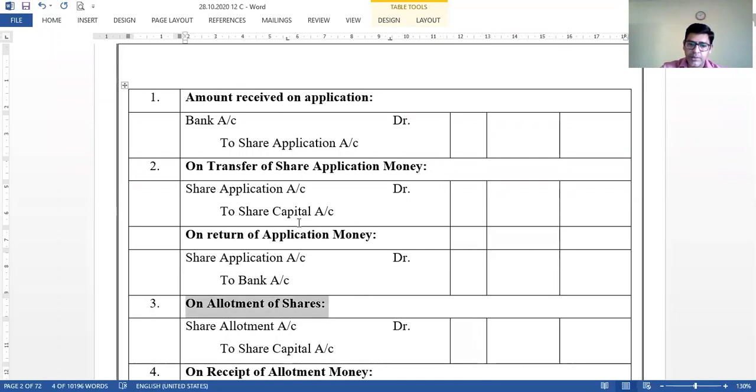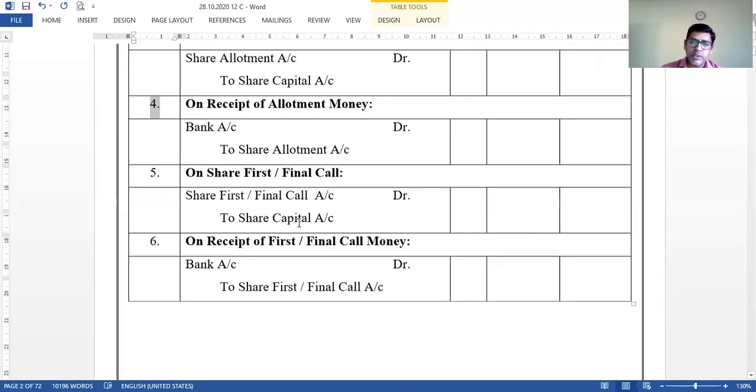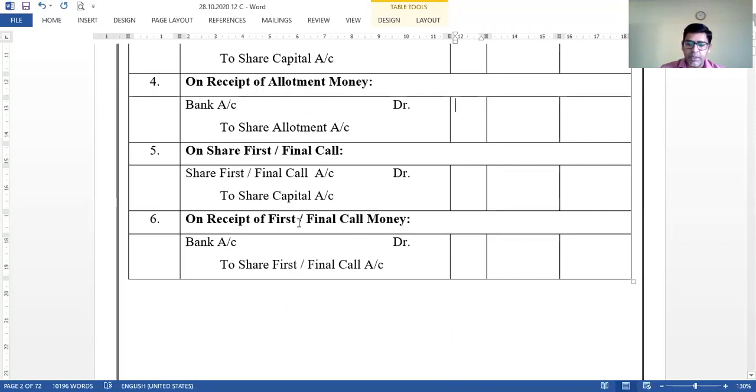On allotment of shares, when the shares are allotted, the entry required is share allotment account debited to share capital. This is also the entry when we as a company give a call to the shareholders to pay the allotment money. And then the next step is when you receive the allotment money. When allotment money is received, the entry is bank to share allotment.